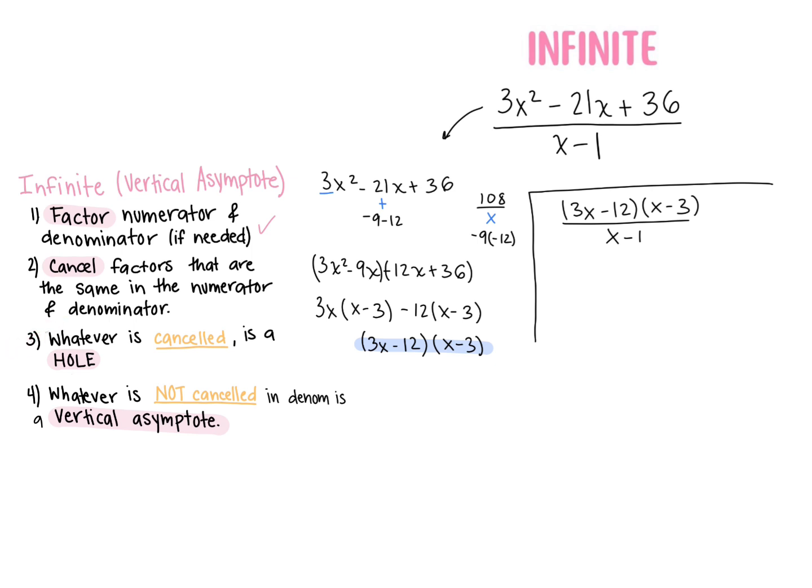So we ignore number 3 and go straight to number 4, which states whatever is not canceled in the denominator is a vertical asymptote. So let's take a look. Again, we were not able to cancel anything, and our denominator is x minus 1. We need to set this x minus 1 to 0 because we need to find what x is equal to. We add 1 to both sides, and we get that x is equal to 1. What does this mean? Well, it just means that we have a vertical asymptote at x equals 1. We have an infinite discontinuity over here.